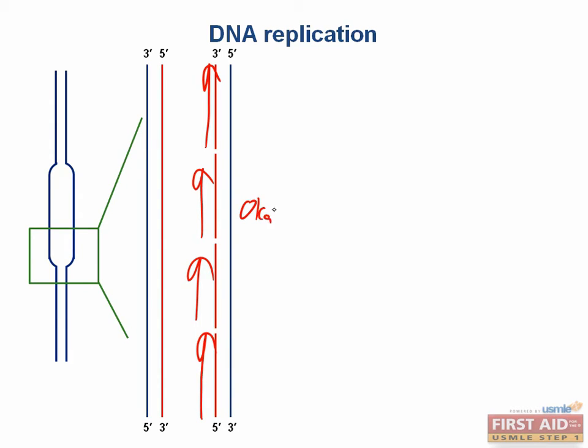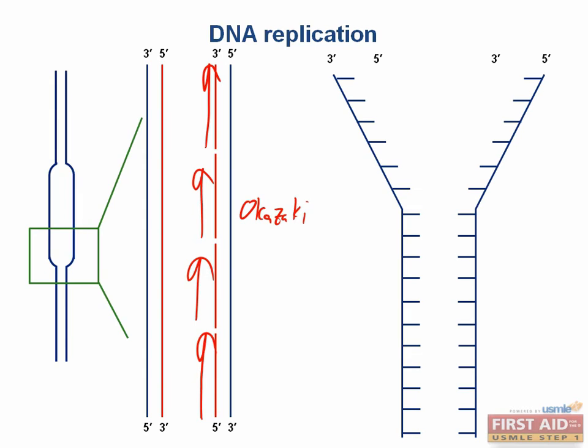That would be an Okazaki fragment. Okay, let's look at some of the enzymes involved. I'll mostly go in chronological order. The first is helicase. So what does helicase do? It unzips the DNA and allows the bubble to expand.